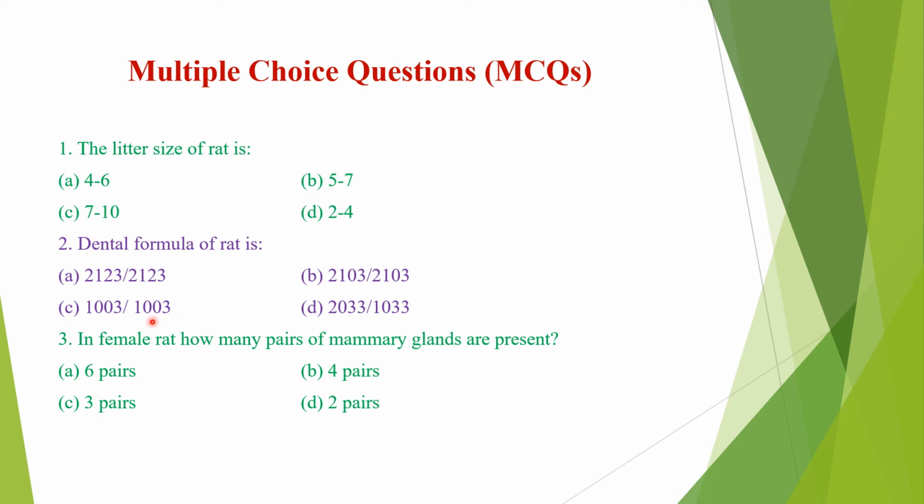क्योंकि 2 जगह 0 है, अभी मैंने आपको इससे पहले बताया था कि इसमें canines और premolars are absent, और that space is called as diastema, और total जो टीथ है रैट में, दे आर 16.